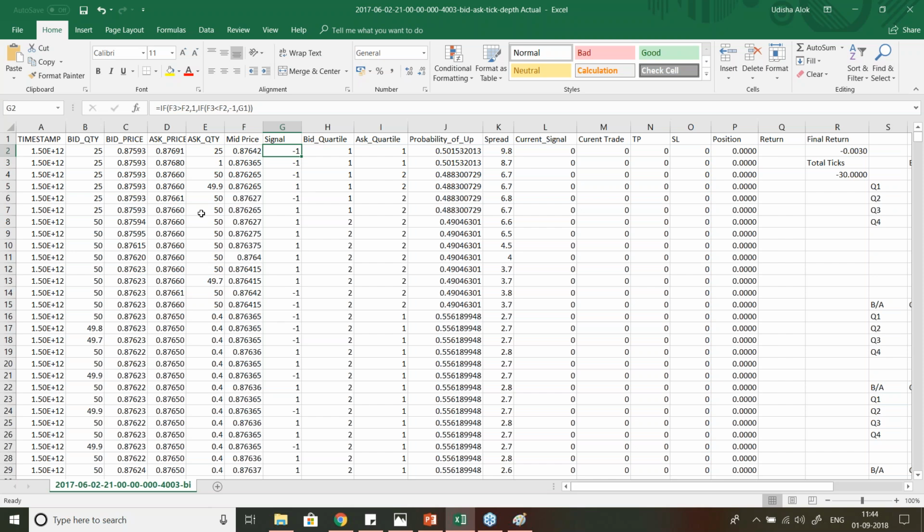Are you able to understand? When my bid and ask were in Q1, it has gone down. Here, it has gone down. Here, it has gone down. Here, it has gone up. And again here it has gone down.